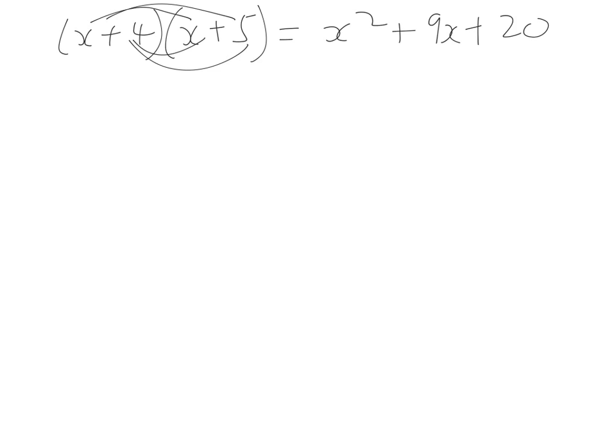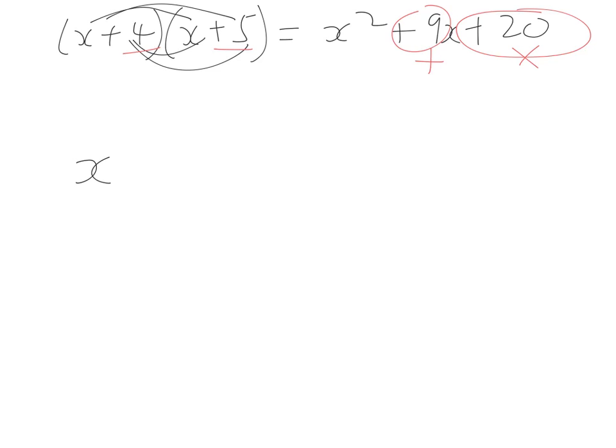So this is always the hint. This number here was the result of timesing these two numbers together. And this number here was the result of adding those two numbers. So when we go backwards, we're looking at two numbers that times together give us 20 and add together to give us 9. Now I'll give you a few hints on this one. Alright, so there's 4 different trinomial factorising types that we need to do in this case.